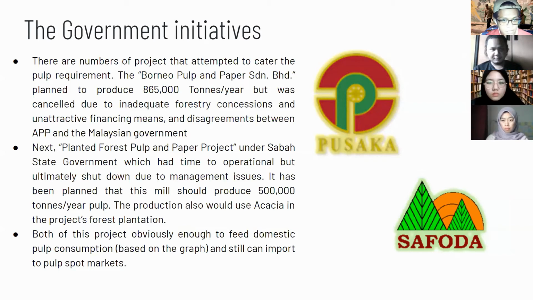Next, the Grand Forest pulp and paper project under the Sabah state government, which reached operational time but ultimately shut down due to management issues. It was planned that this mill should produce 500,000 tons per year of pulp. The production would also use acacia from the project's forest plantation. Both of these projects would obviously be enough to feed domestic pulp consumption based on the graph and still be able to import to pulp spot markets.